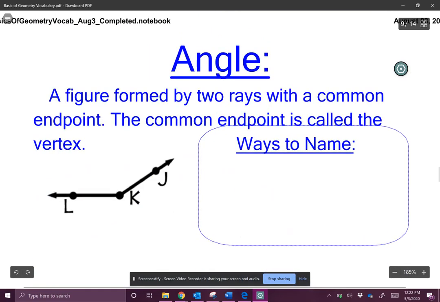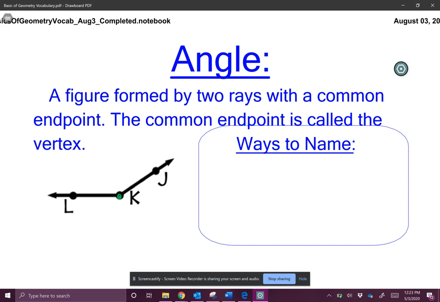Our next one is angle, and this is probably one of the most missed naming of the geometry terms. So this one, an angle, the definition is a figure formed by 2 rays with a common endpoint. The common endpoint is called the vertex. So if we look at this particular picture, our common endpoint is K. That would be our vertex. Now the 2 rays that have that common endpoint would be ray KJ and ray KL.